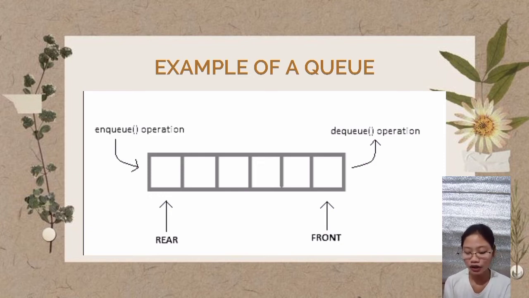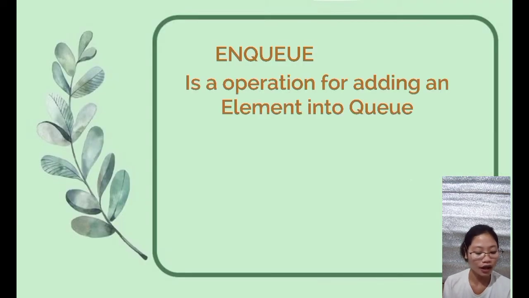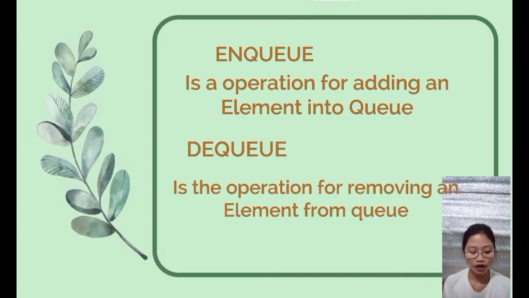As we observe in my example, on the left side we have the enqueue operation. On the other side, the dequeue operation. So enqueue is the operation for adding an element into a queue. Then the dequeue is the operation for removing an element from a queue.